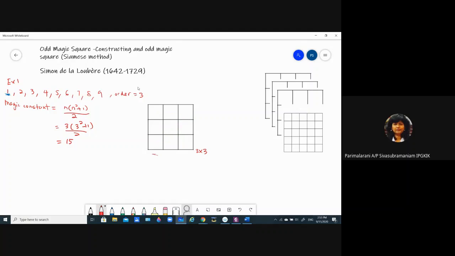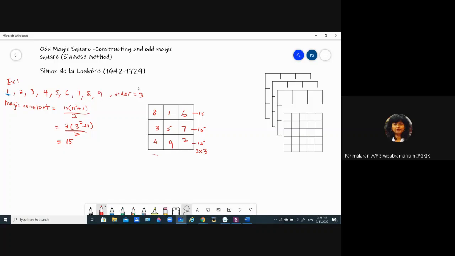Okay, so let me try and put in these numbers into this square for you. Okay, so now let's calculate each row. How much is this? 8 plus 1 plus 6 is 15. 3 plus 7 plus 5 is 15. 9 plus 2, 11 plus 4, 15.